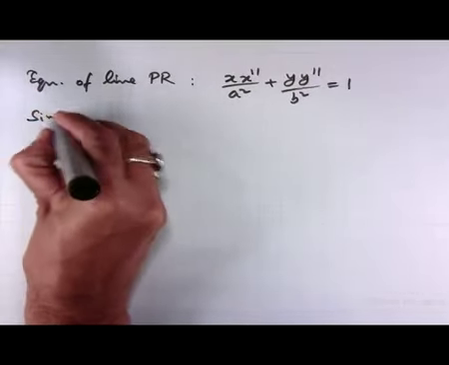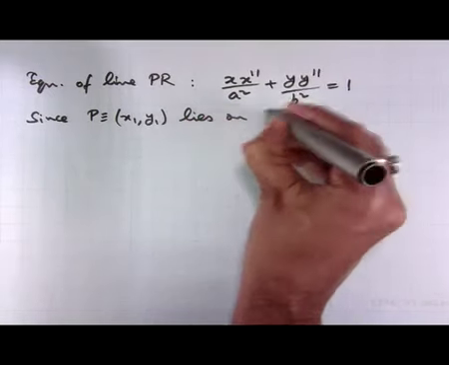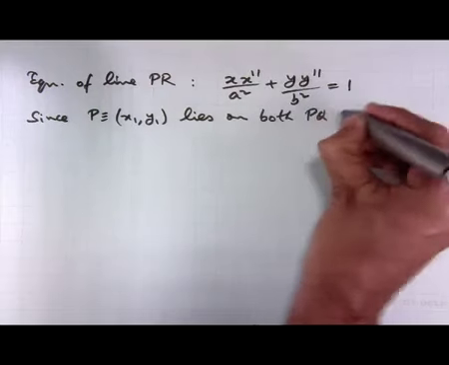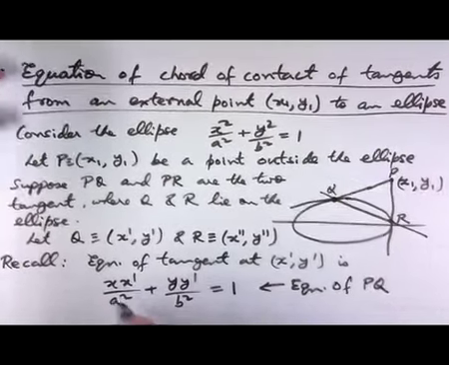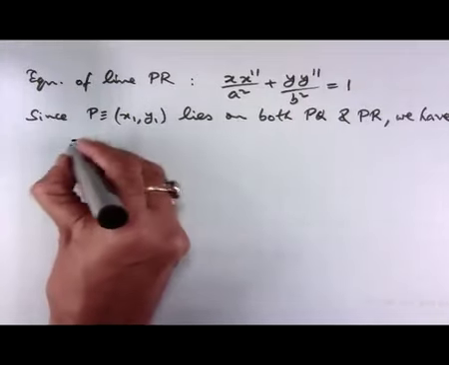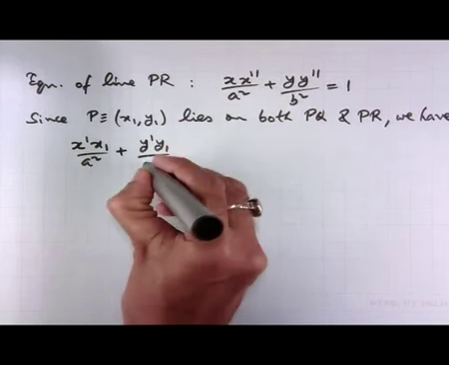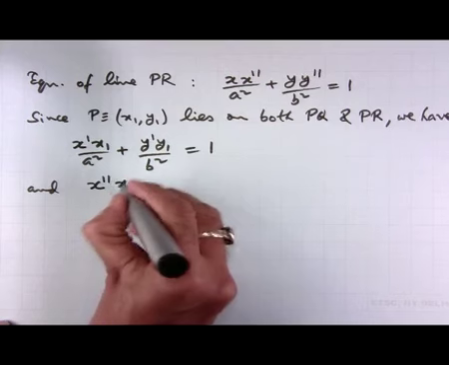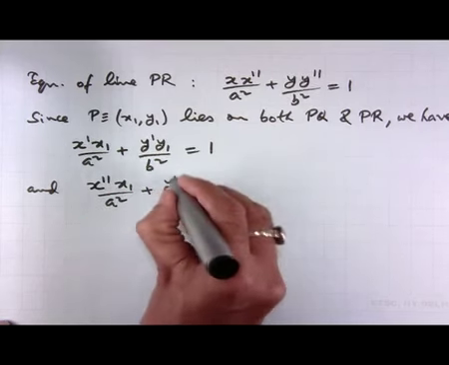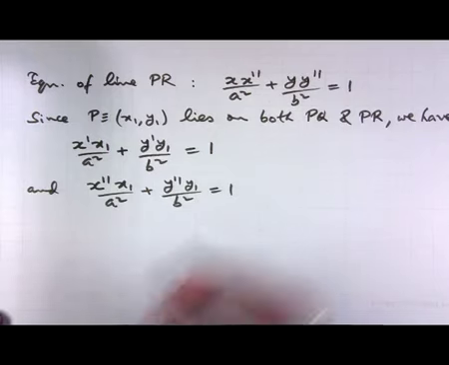Now, since the point P (x1, y1) lies on both PQ and PR, if we put (x1, y1) in the equation for PQ, then we get x' x1 by a square plus y' y1 by b square equal to 1, and x'' x1 by a square plus y'' y1 by b square, this is also equal to 1. So, we get these two equations 1 and 2.